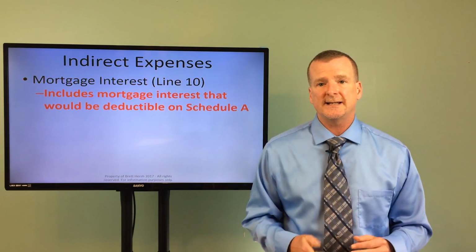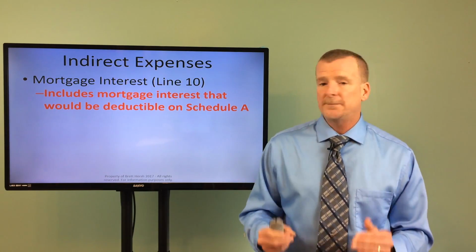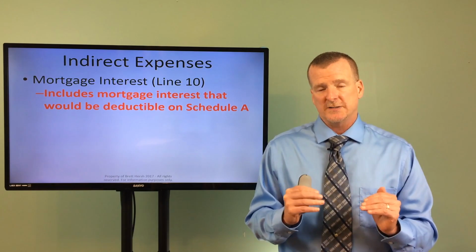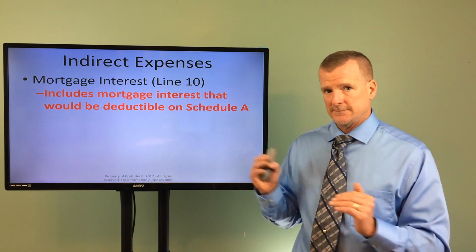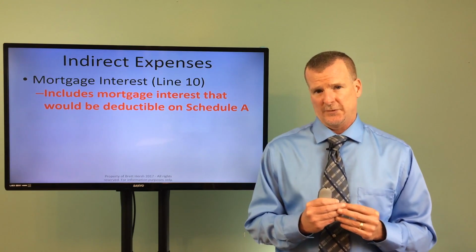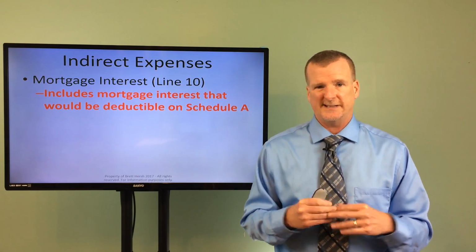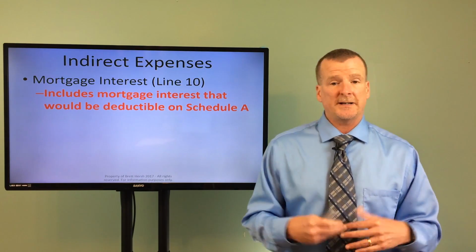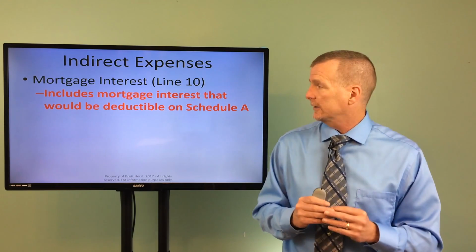All right, mortgage interest. This is line 10 on the 8829. This is going to include mortgage interest that will be deductible on Schedule A. So if you're able to deduct on Schedule A, you can deduct it here. Follows the same basic rules. The only time it's really going to be limited on Schedule A is in circumstances where maybe your home's worth over $1 million and you can't deduct it, that sort of thing. And you might not itemize. But if it would be deductible on Schedule A, if you did itemize, you could deduct it here.